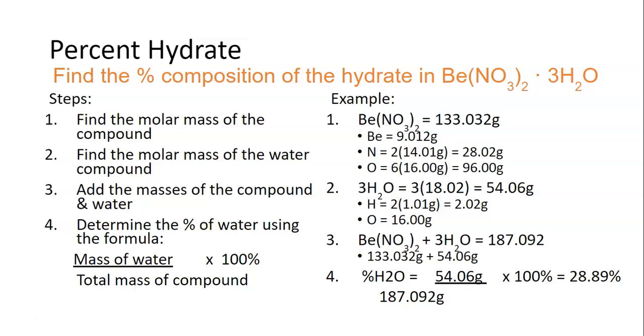So that's percent composition and percent hydrate. With percent composition, we're looking at the part, the specific element out of the whole compound, and seeing what percentage that is. A percent hydrate is doing the same thing, except the specific part we're looking at is the fact that it has water in this compound. So we're looking at the water out of the whole compound.